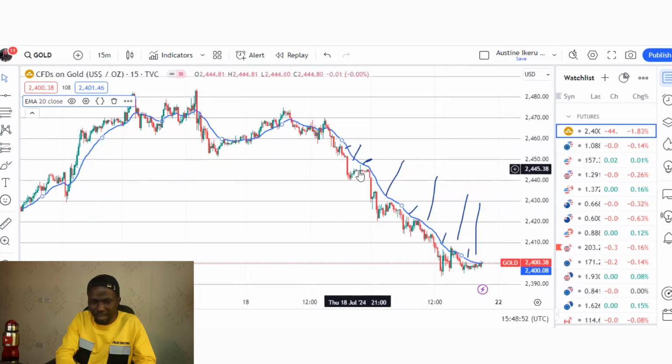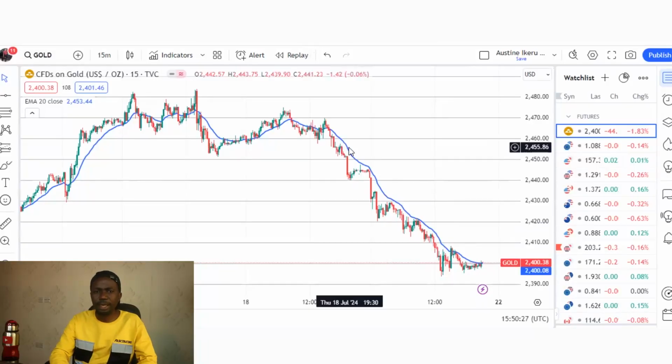So you can clearly see here the 20 EMA is now acting as what? As a resistance level, because price is respecting it. Each time price comes to the 20 EMA, it gets rejected. So you can clearly see that the price is respecting the 20 EMA.